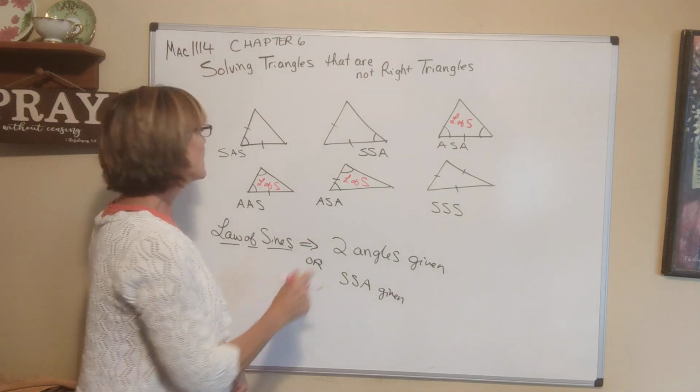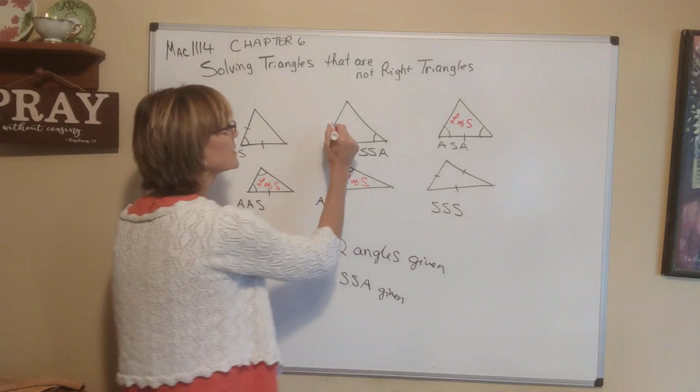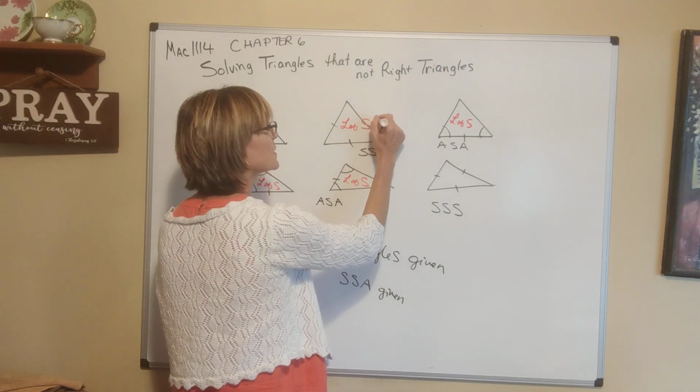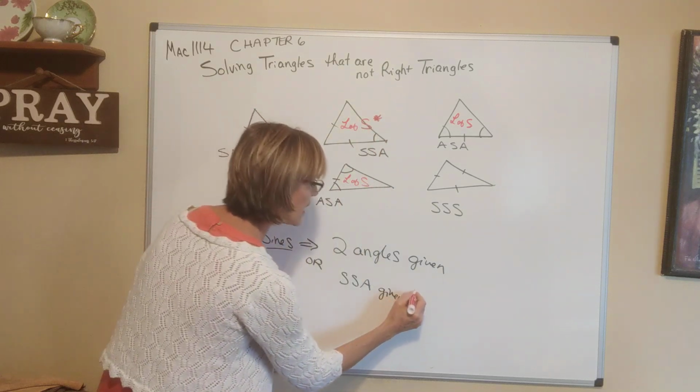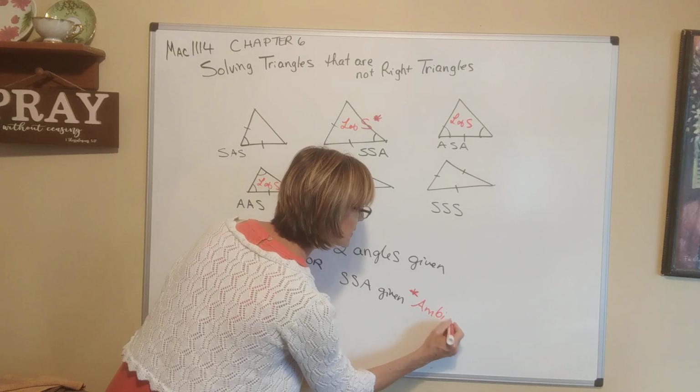Then right here is a case where if we spelled that backwards, it would make a bad word. So this is called law of sines. And this gets a little asterisk by it, because this is also known as the ambiguous case.